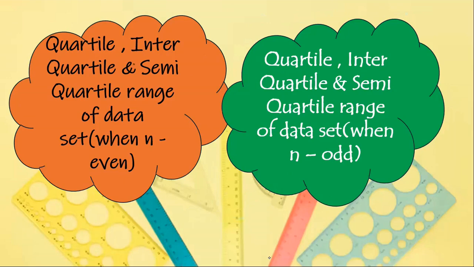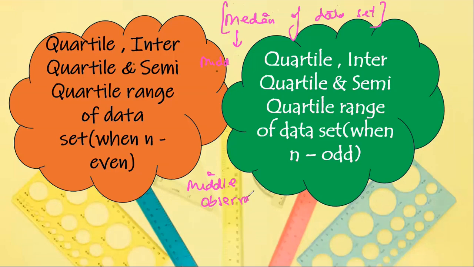Quartile and semi-quartile range of a data set when n is even and when n is odd. Now everyone, please understand it very carefully. These are the terms we use when we are discussing the median of a data set. What is a median? Everybody knows that in statistics, whenever we talk about a median, it means the middle observation or the middle term.